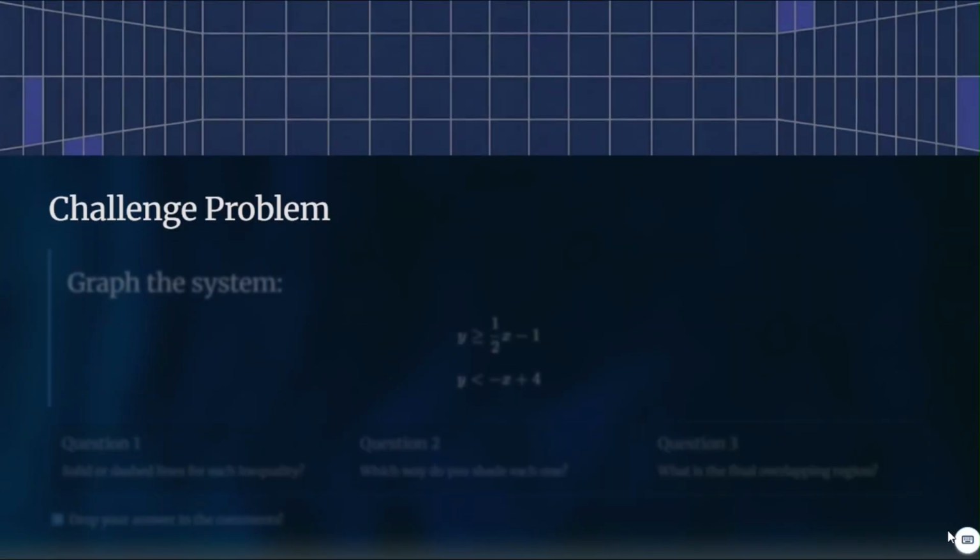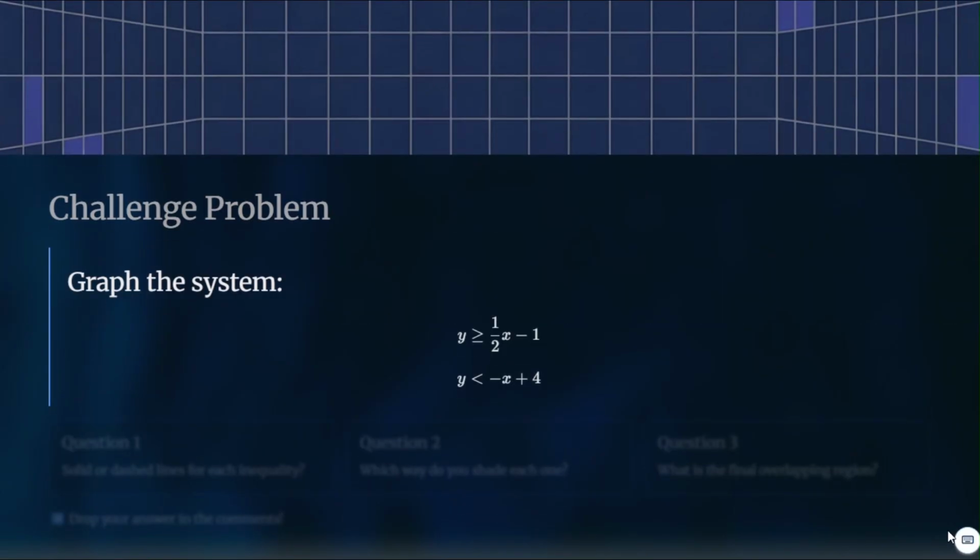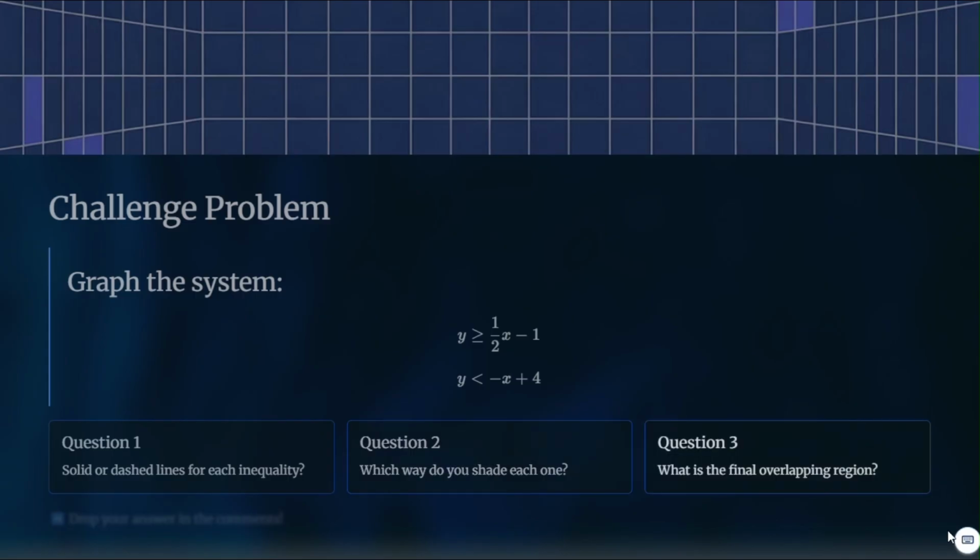Here's your challenge. Graph the system y is greater than 1/2 x minus 1 and y is less than negative x plus 4. So you'll want to answer these questions. Do I use a solid or a dashed line for each inequality? Which way do you shade each one? And what is the final overlapping region? Drop your answer in the comments.